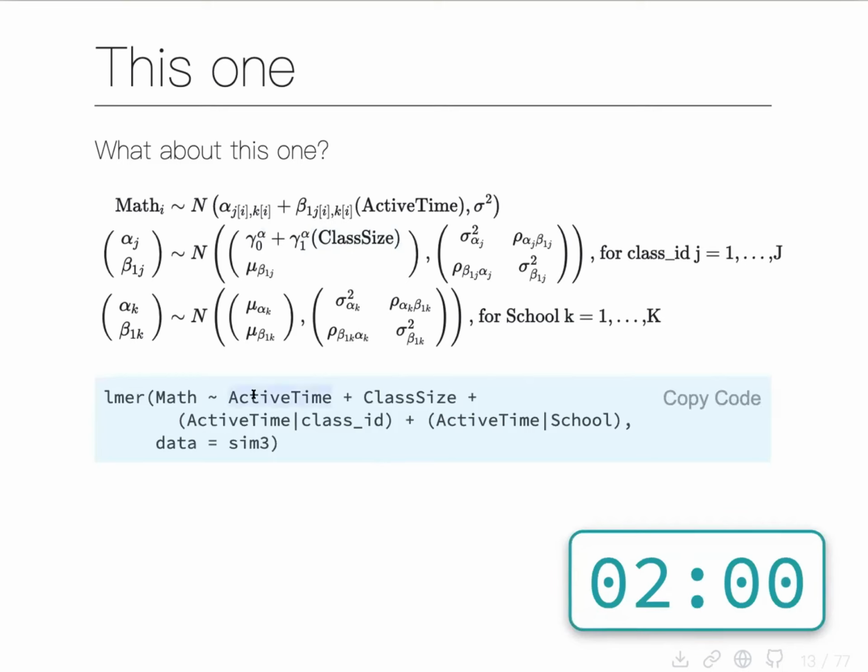Okay, so we have active time that's randomly varying across class ID and school, but then we also have class size that we're just adding there. The reason that we can do that is because the variable itself only varies by classroom. If you look at the actual data itself, it will only vary by classroom.